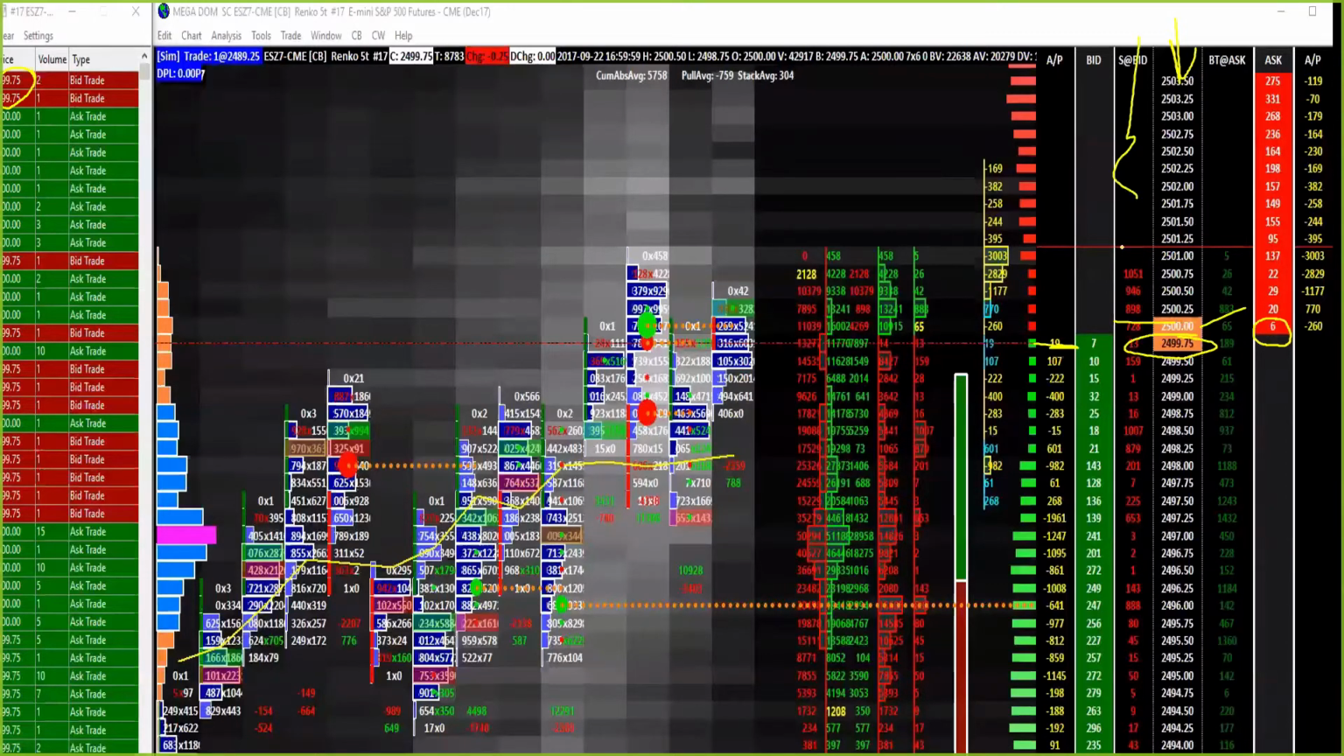Not this column. This column, bid, ask. 8. 8, 8, 8, 8. Look at you guys. Yeah, if we sell 7 contracts at market, what price is our fill on those 7 contracts?